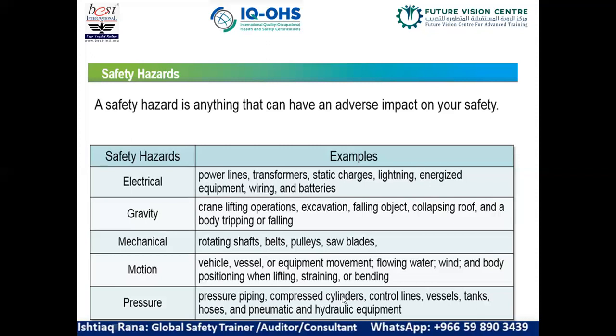Mechanical could be rotating shafts, belts, pulleys, saw blades, mostly the moving parts, or any unguarded moving parts. Motion could be vehicle, vessel, or equipment movement. You know, these are examples.